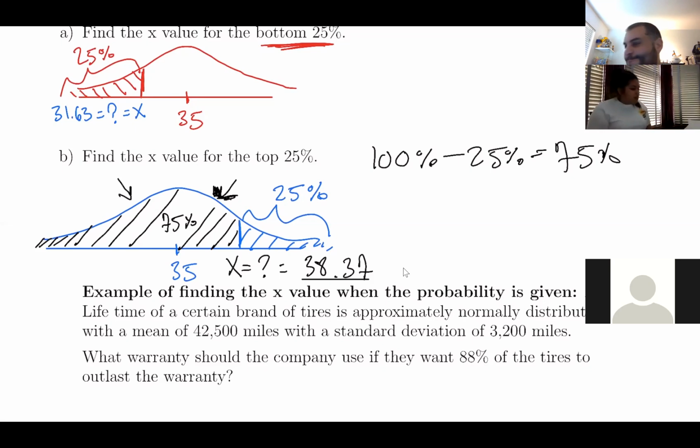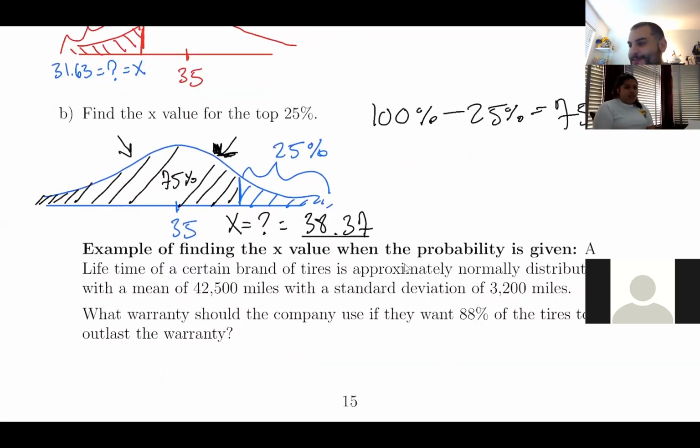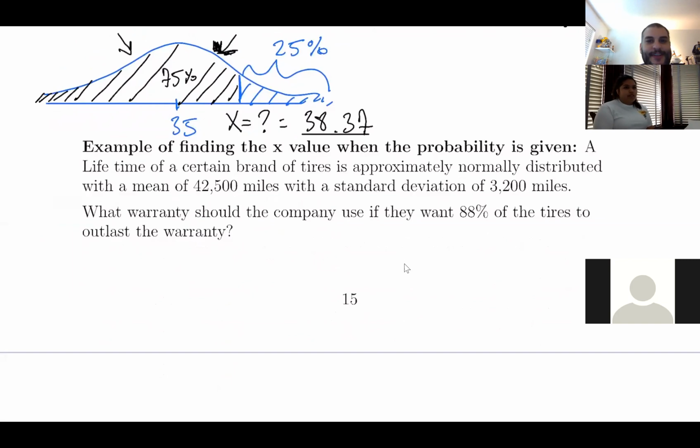All right. So let's do this next one. For this next one, you do kind of want to think about it a little bit. It says a lifetime of a certain brand of tire is approximately normally distributed with a mean of 42,500 miles and a standard deviation of 3,200 miles. What warranty should the company use if they want 88% of the tires to outlast the warranty?